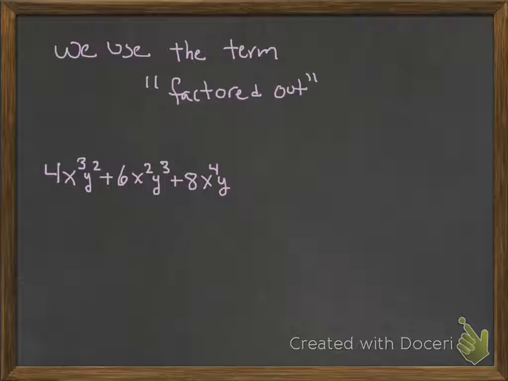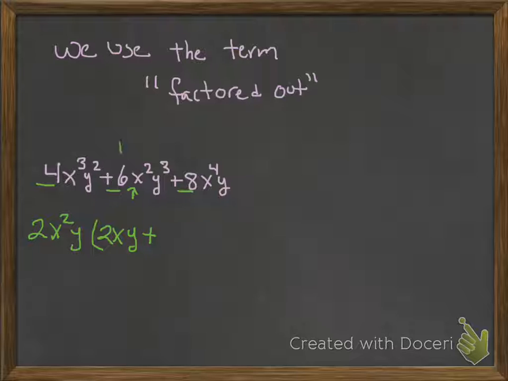Alright. We use the term factored out. So when we go to factor out this equation here, I look to see what the highest term they have in common. Well, they all have even numbers, so I know that 2 goes into all of them. So I'm definitely going to take out a 2. They all have x's, and the lowest value is this one right here, so that's an x squared, and they all have at least one y. So if I take 2 from 4, I'm left with 2. If I take x squared out, I'm left with just an x. If I take one y out, I'm left with a y.